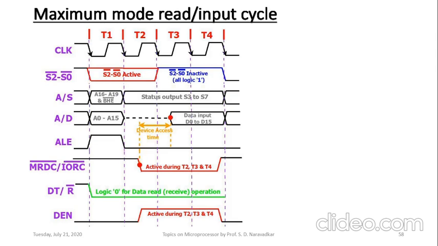In fact, that data enable signal, which is an active high data enable signal, is actually inverted by using an inverter, and then it is connected to the octal data bus transceivers. In the design, this part we have covered up. So this is about the maximum mode read or input cycle.